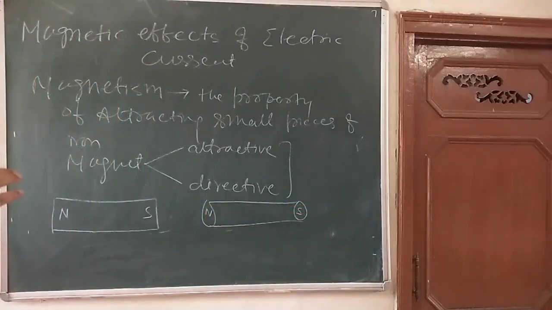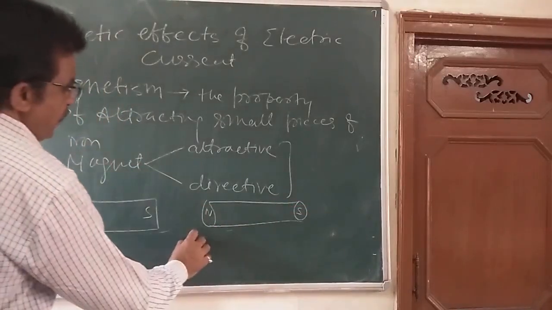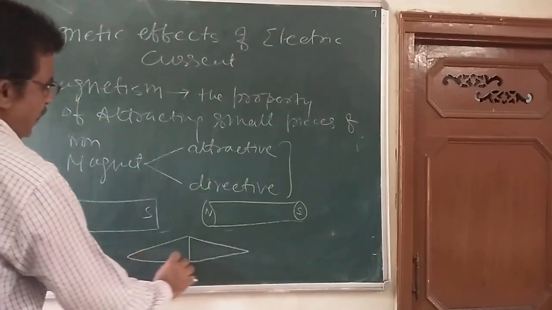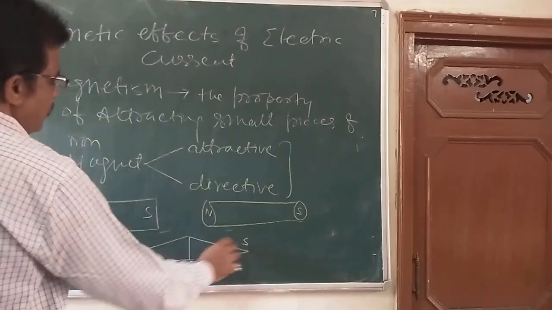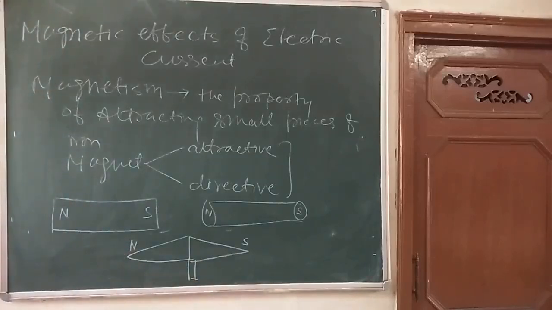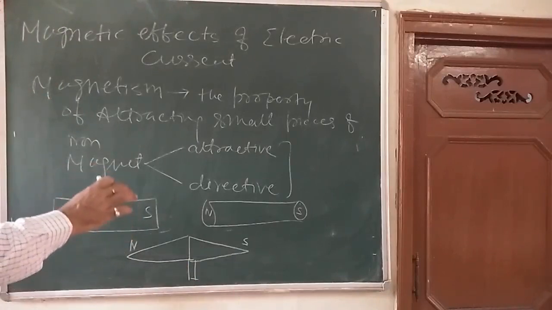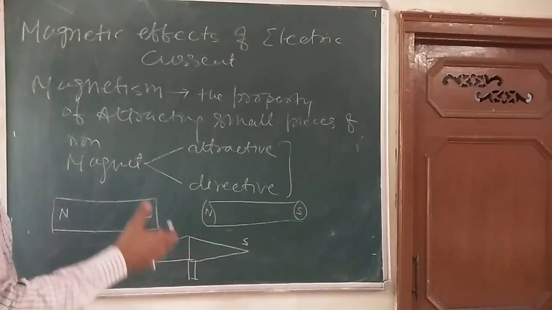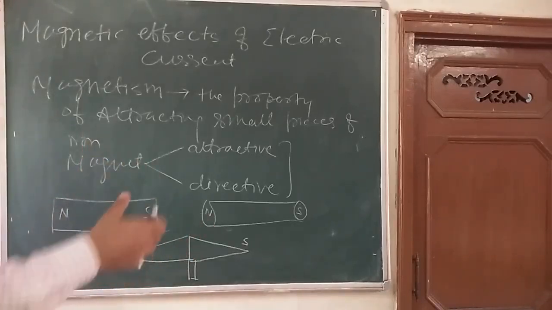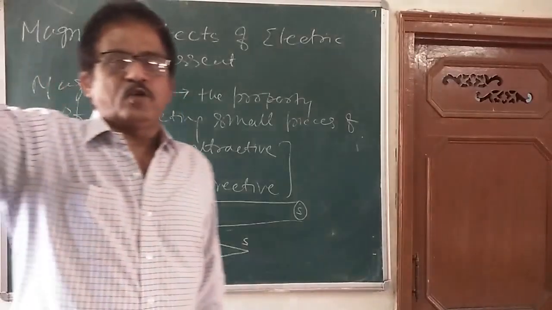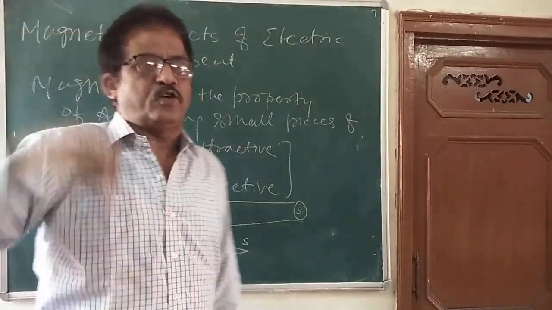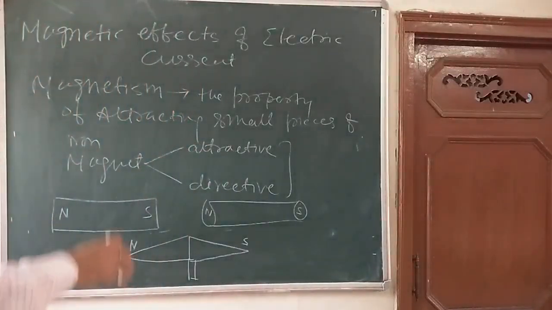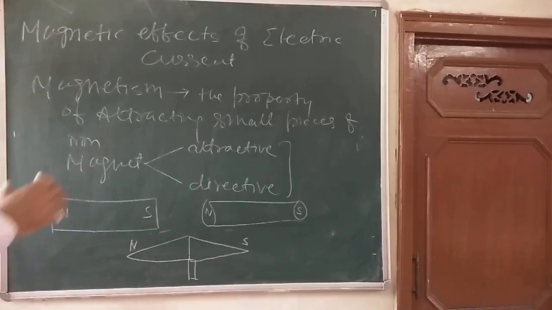One more thing, a magnetic needle. Here it is, something like this. A magnetic needle also has two poles, north pole and south pole. Dear children, the magnetic needle is in the form of a rhombus, and when it is freely suspended with the help of thread, the magnetic needle will settle down in the north and south direction. So these are the different types of magnets and magnetic needles available in the market.